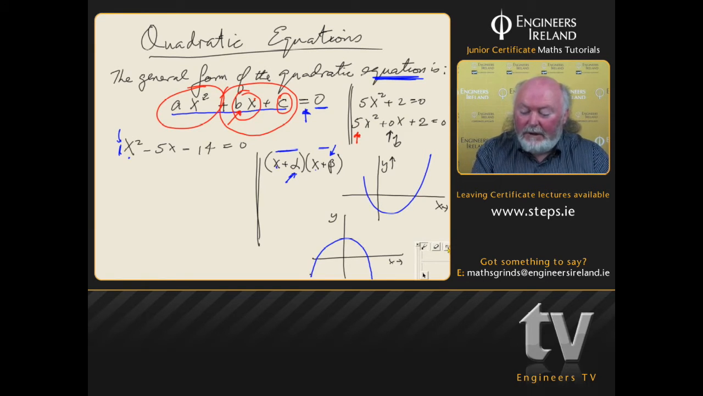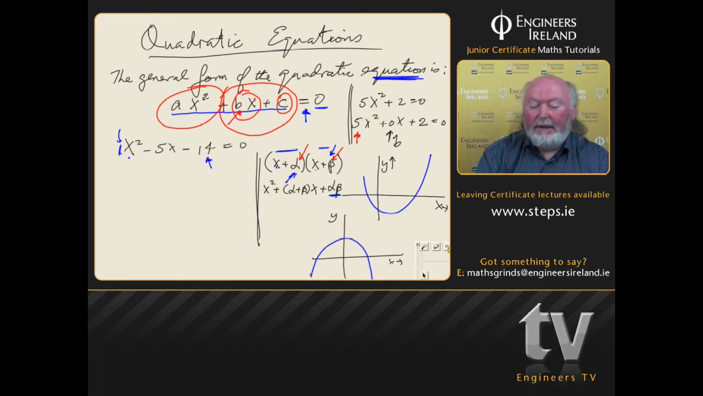What we get from that is x squared plus alpha plus beta x plus alpha beta. And that's the key. What we're saying is the last number here is the product of these two. And we're saying that the number multiplying into the x is the sum of those two.